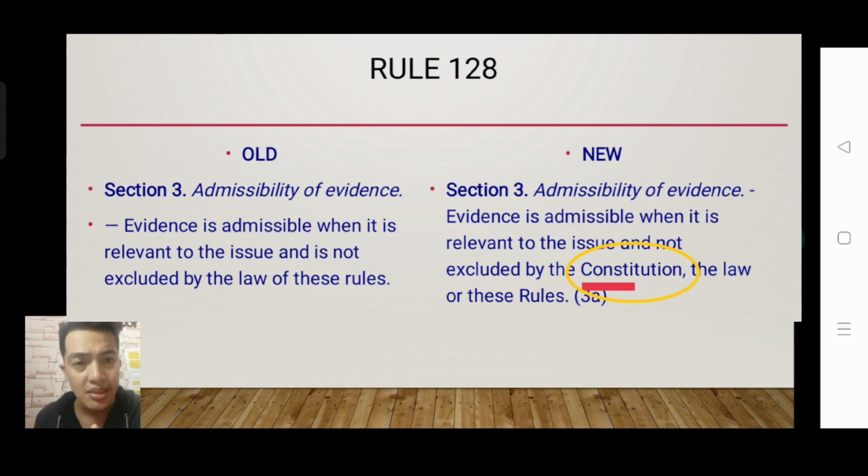Is that testimony or confession of a person relevant to the issue? Yes, that is relevant to the issue. Why? Because his confession is all about the crime that he committed. Therefore, it is relevant. Now, the second question, is that testimony competent, meaning not excluded by the Constitution? The answer is no. That is excluded by the Constitution, or that is incompetent. Why?